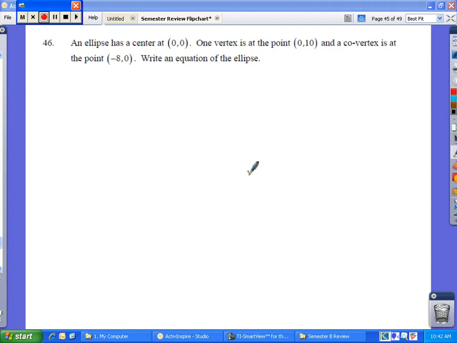All right, so for 46, you have an ellipse that has a center at 0, 0. One vertex is at the point 0, 10, and a co-vertex is at the point negative 8, 0. And we have to write an equation of the ellipse. So to do this, it's really good to get a picture of what it looks like.